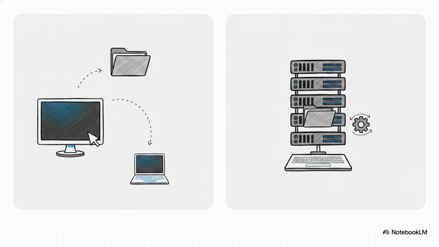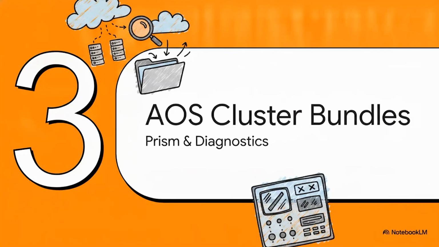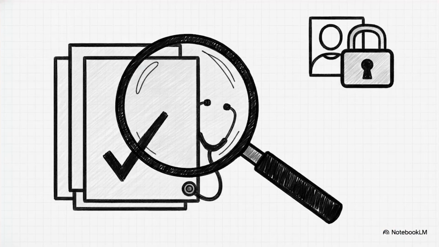Yes, it adds an extra step to your workflow, but it is an absolutely essential failsafe when web access is compromised. All right, let's jump into Section 3, AOS Cluster Support Bundles. Nutanix uses a telemetry feature called Pulse to securely stream high-level cluster state data back to home base. But when things go wrong, Nutanix support doesn't want to fly blind.